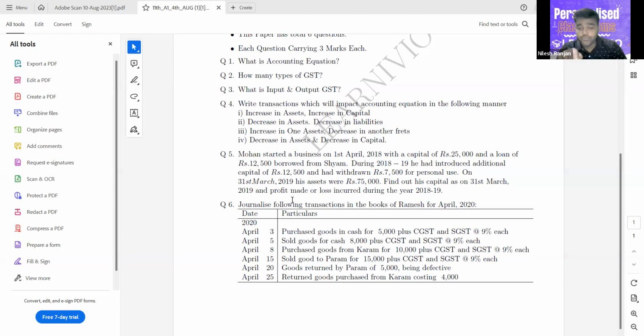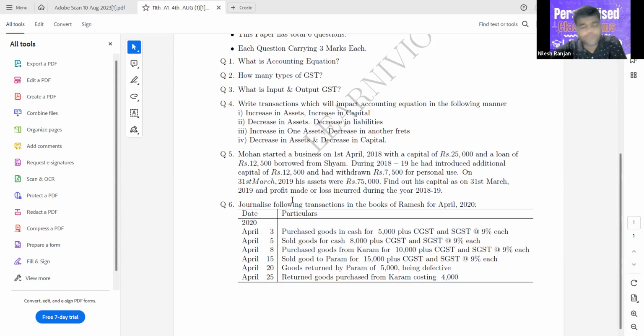The amount in the purchase account will be 50,000. In the input CGST account, it is 4,500. And in the input SGST account, it is 4,500. The total amount, 50,000, 4,500, and 4,500, will be added and written in front of cash. So the cash amount will be 59,000. So we will write the CGST and SGST on the debit side.